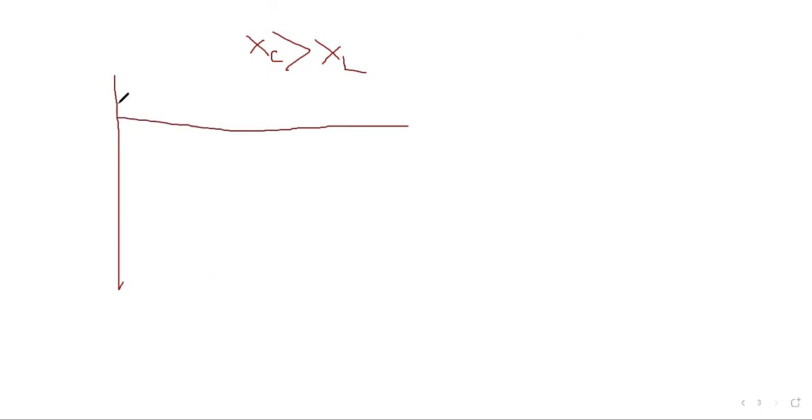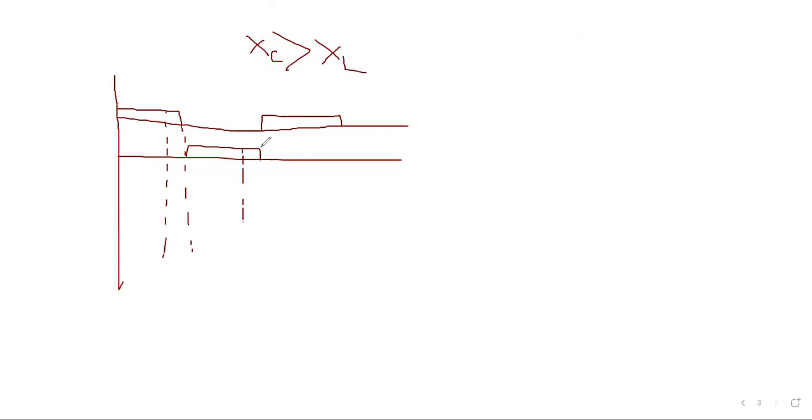This is the switching period. So this is S1, S2 on, and here it is S3, S4 on. Again S1, S2 is on. So this is the repetitive cycle, and this way it will go. So this is when XC is much higher than XL. Then what will happen? Then the cycle will be like this. Okay. This portion will come like this.